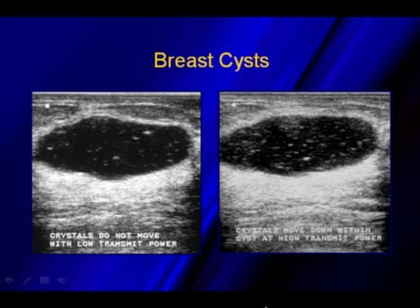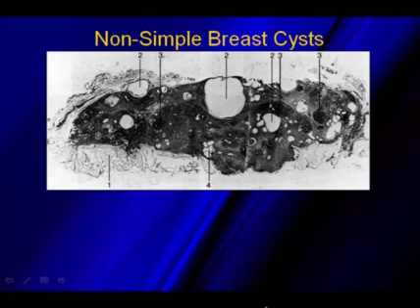We'll also see cysts that have internal echoes. And if you do something that increases the intensity of the beam, such as turning up your output power or turning on color or pulse Doppler, you can actually get these echoes to start moving in there.